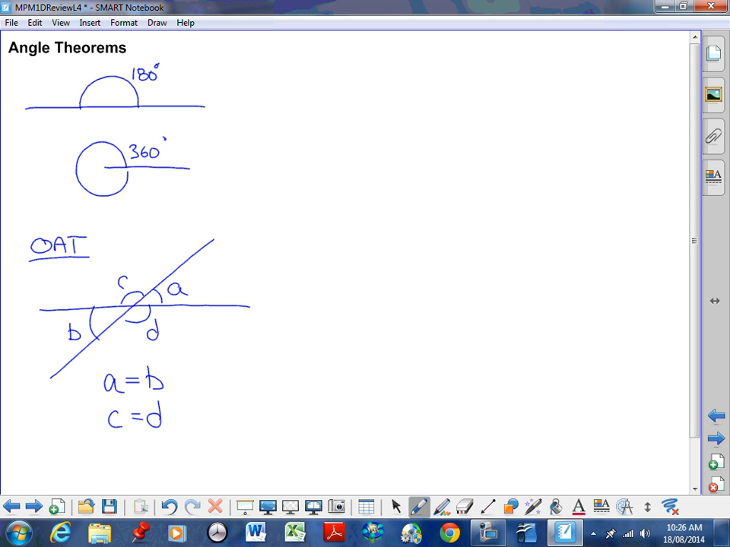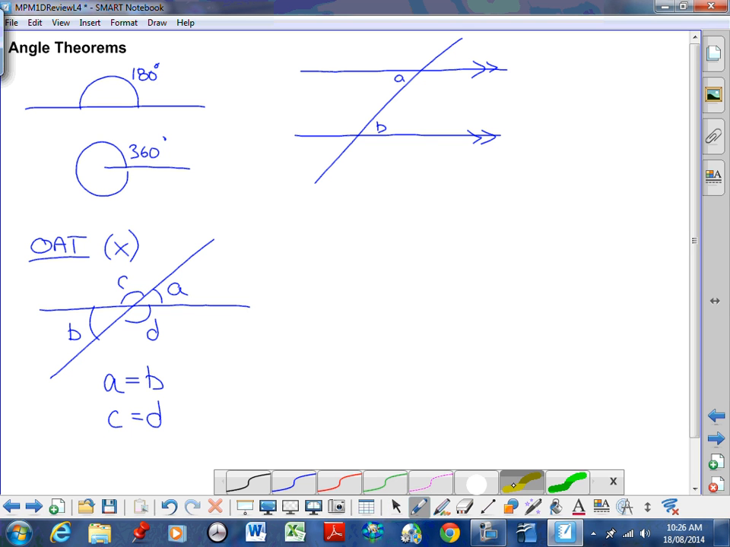A lot of times I just worry about you knowing the pattern. So that creates an X pattern. If we have two parallel lines, so those arrows mean that they're parallel, and we have a line that intersects, and I have the two angles on the inside here, I call it the Z pattern. And the Z pattern's right here.